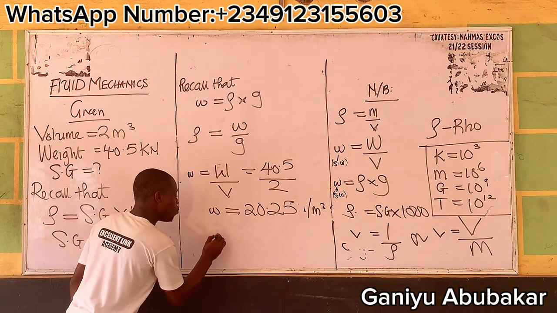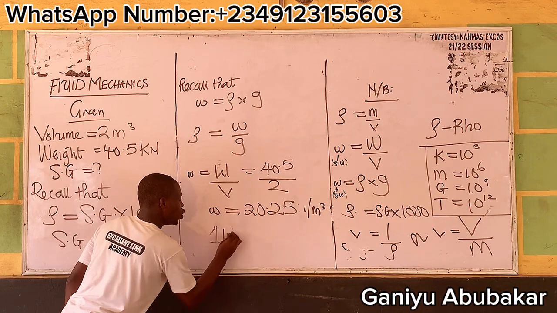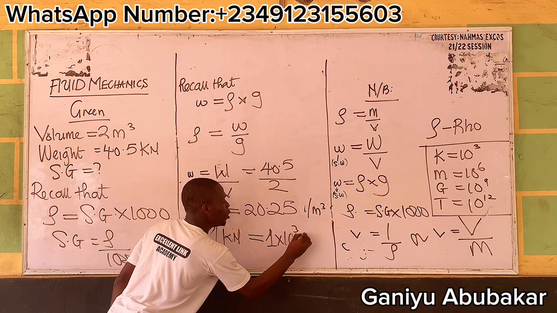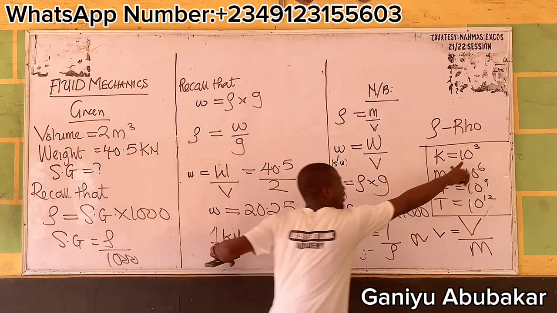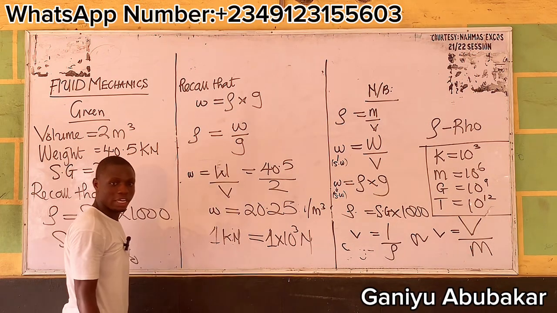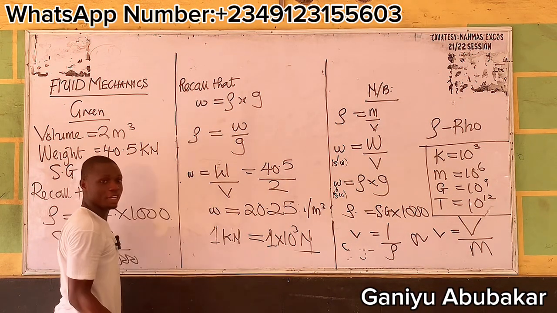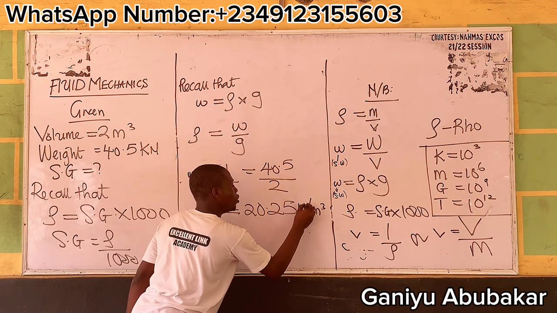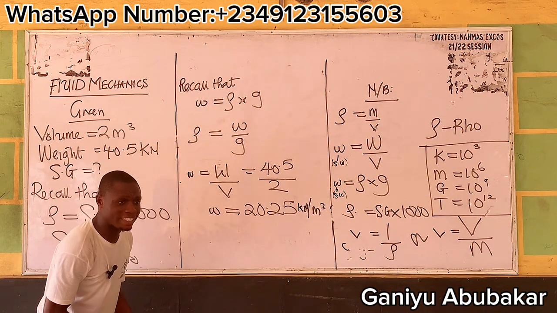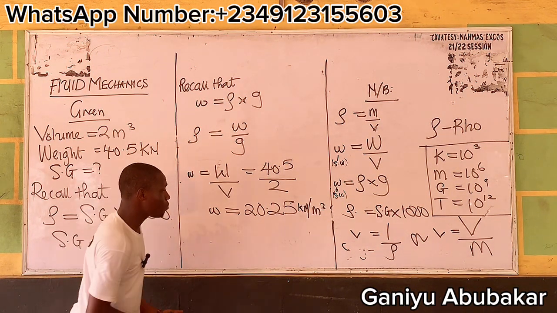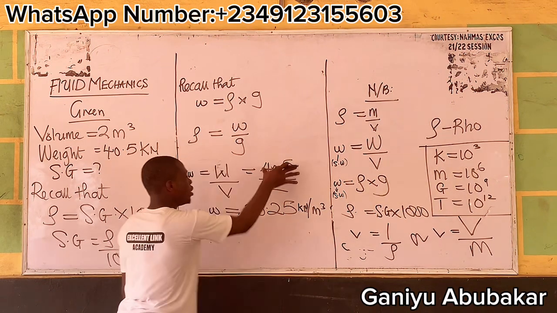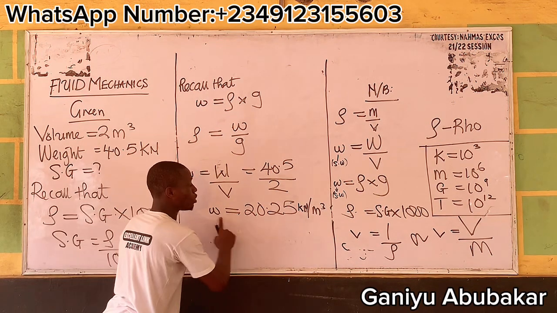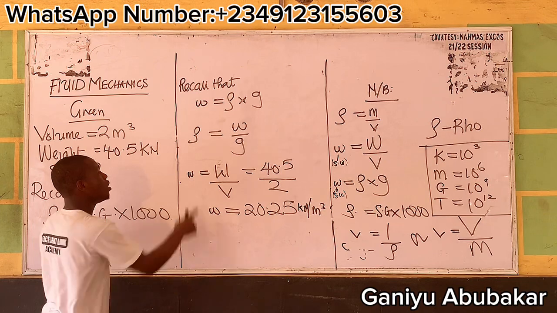It depends. One kilonewton in terms of Newton is 1 times 10 to the power 3 Newton. Kilo is 10 to the power 3. That's it. What if I use kilonewton per meter square? In fluid mechanics, SI units can be confusing. So what would the SI unit be? For this value, volume is meter cube. So my small w is this value.